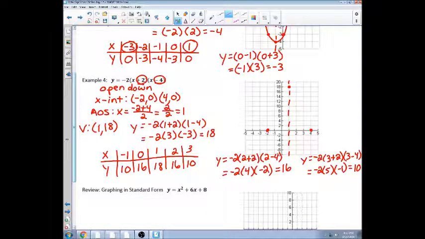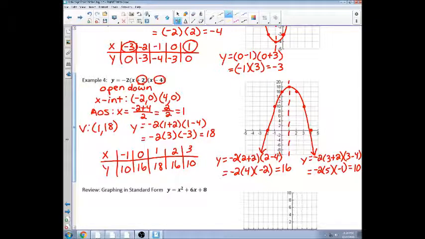Now I need to go ahead and plot my points. 2, 16 would be here. 0, 16 would be there. 3, 10 would be here. -1, 10 would be there. Connect my points. And I am golden there.